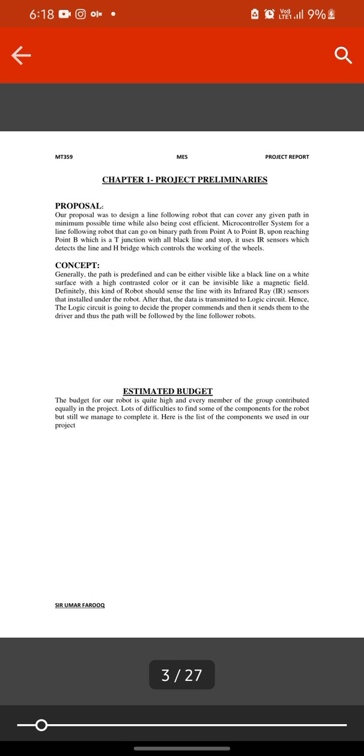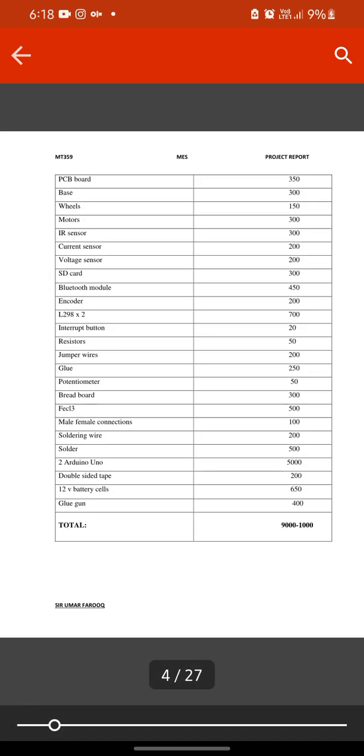Now comes the estimated budget. The budget for our robot is quite high, and every member of the group contributed equally. We had to buy a lot of things which bring the cost of this robot up a little. I will discuss these in the project report. First is the PCB board, then the base, wheels and motors attached to the base, then 3 IR sensors, a current sensor, and a voltage sensor for voltage sensing. Then an SD card module, through which the encoder sends data and saves it on the SD card, so that in future if any IR sensor is not working, the SD card will transmit data through the encoder and make the robot turn whenever it needs to turn.